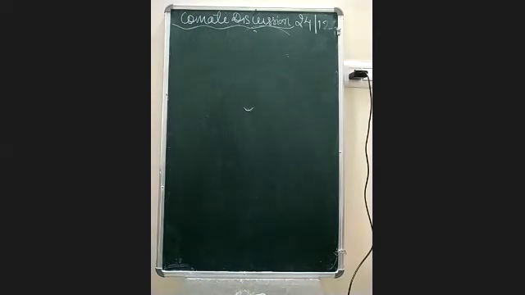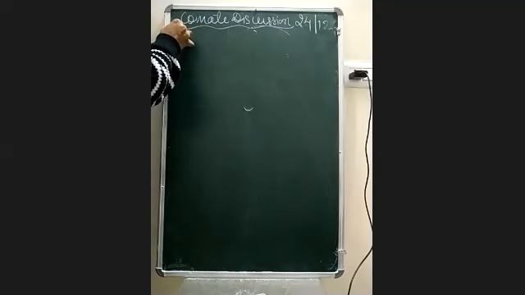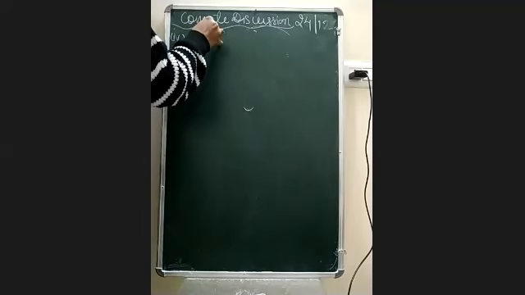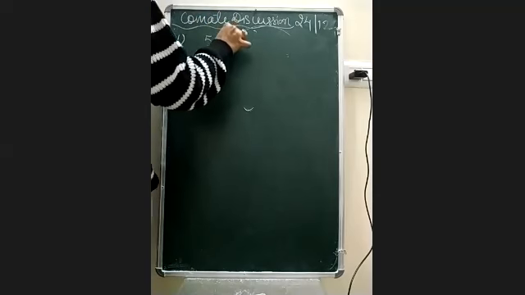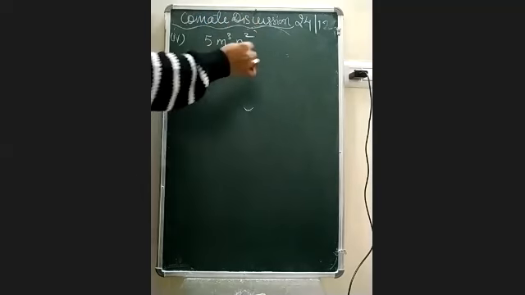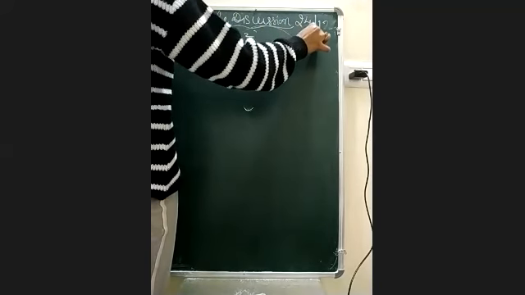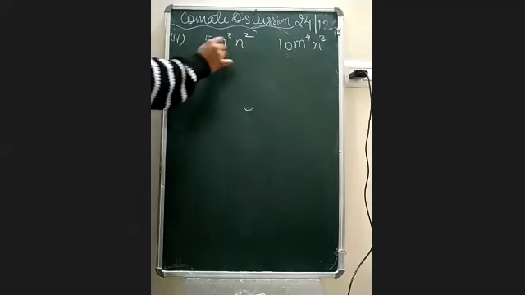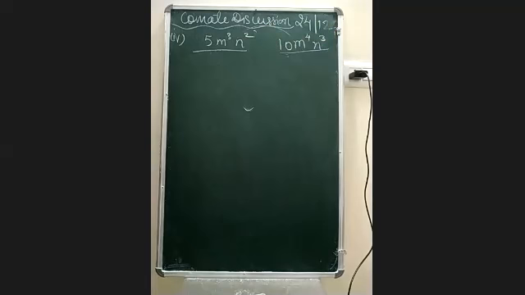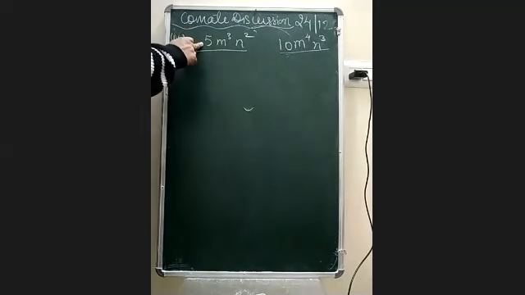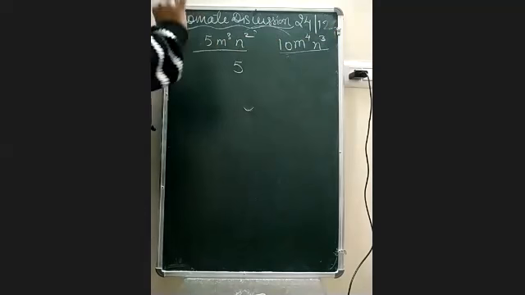Now moving ahead with question number 4. HCF of 5m cube n square, I think, and another one is 10 m to the power 4 and n to the power 3. These are two terms, and the question is telling us to find the HCF, the highest common factor. What can you take out from these? If it is 5 and this is 10, then the highest number will be 5.